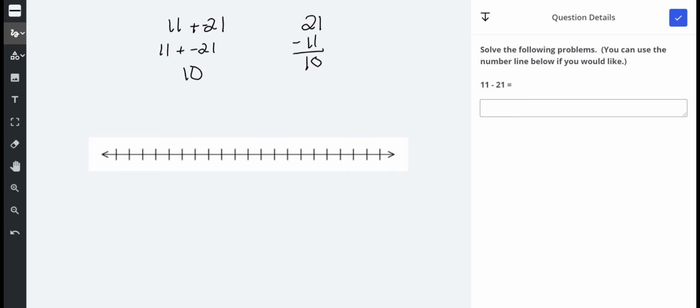Then I know that 21 was the larger number, and it's a negative, so therefore my answer is going to be negative 10. But just to show that, if I start at 11, I go back 1, 2, 3, 4, 5, 6, 7, 8, 9, 10, 11, 12, 13, 14, 15, 16, 17, 18, 19, 20, 21. I'll have to add one more point there.